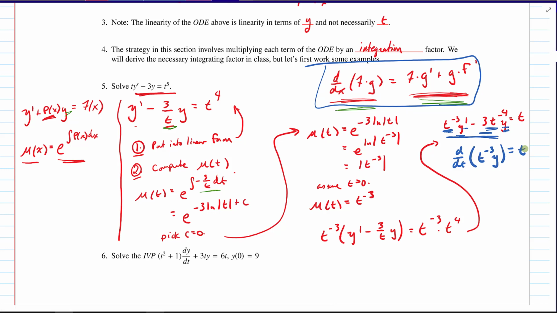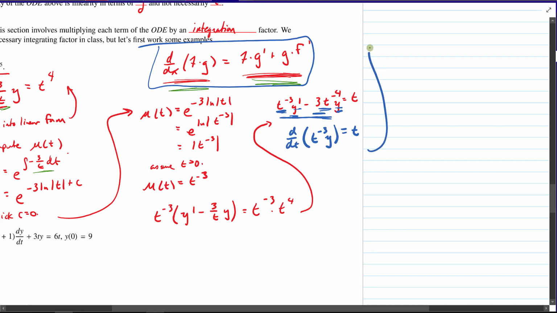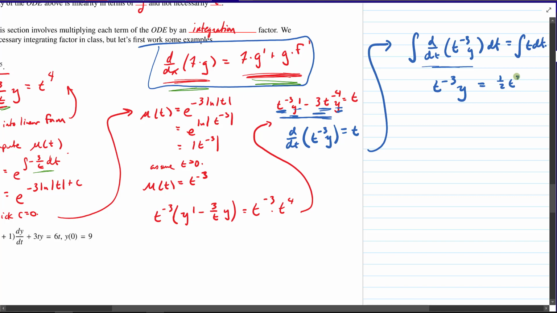Okay. And folks, I'm a little bit out of room. I apologize for that. I'm going to scoot over. I'll give you more room in this handout. And we'll go ahead now and integrate both sides. So if we integrate both sides, we've got the integral of d/dt of t to the minus 3 y dt is equal to the integral of just t dt. Well, this is saying find an antiderivative of the derivative of this expression. So by the fundamental theorem of calculus part 1, that's just t to the minus 3 y. And on the right-hand side, we get 1/2 t squared, and here's where I'll put that arbitrary constant.